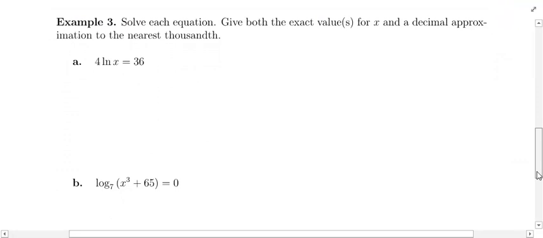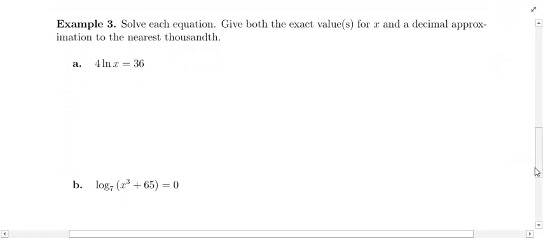In example 3, it says solve each equation, give both the exact value or values for x and a decimal approximation to the nearest thousandth. The equation in part A says 4 times the natural log of x is equal to 36. We're trying to figure out what value of x makes this a true statement. So basically you can quickly identify this as a logarithmic equation because you see a logarithm, the natural log of x, in this statement.